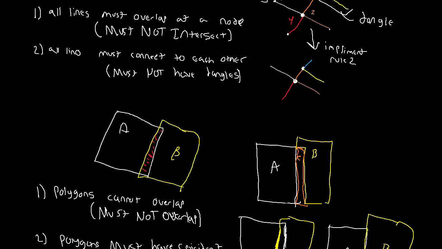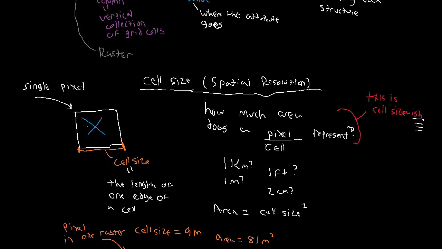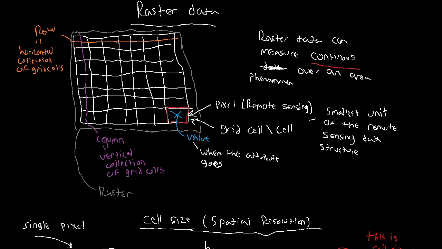So if we give ourselves some space here and go back to this concept of rasters, if you remember, I talked about this value when we talked about the raster data structure. And I said that this value was where the attribute goes. So this is going to be a shorter video where I really just want to make one point abundantly clear for attributes in raster data.